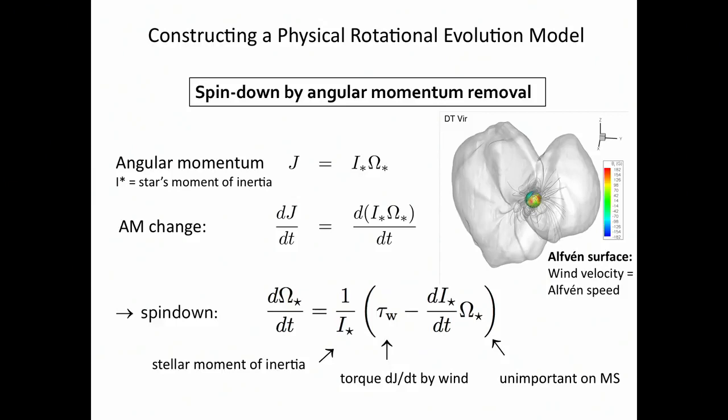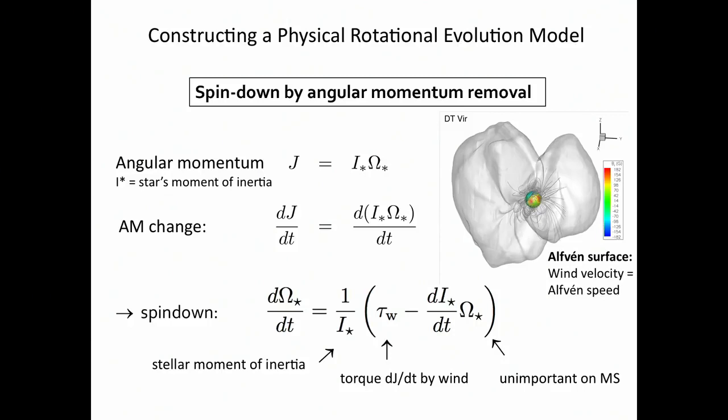This is the change of the moment of inertia of the star. If the star is on the main sequence, once it's there, it doesn't change. So this term is 0, at least to first order. Just to wake you up in the early morning.